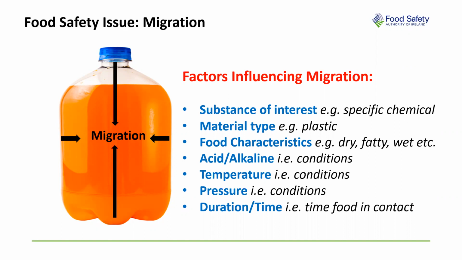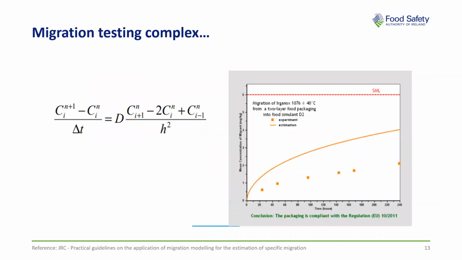Using some very complex mathematical calculations and some software, usually, the lab can come up with a prediction for migration of the material of interest or the substance of interest from the plastic into the food, and then can determine if that particular material will comply with the legislation. And this slide is really just for illustration purposes, just to show that this is the kind of thing the laboratory will produce.